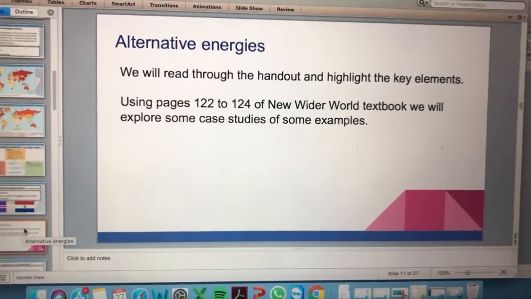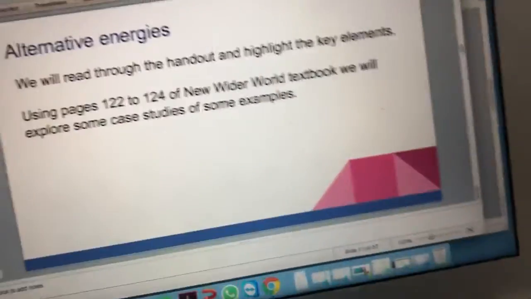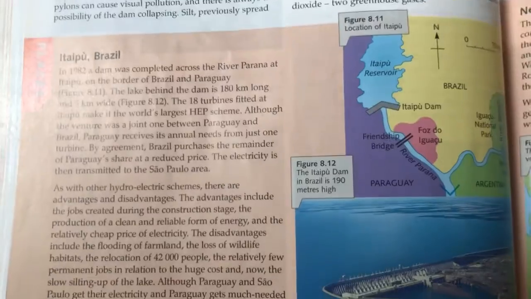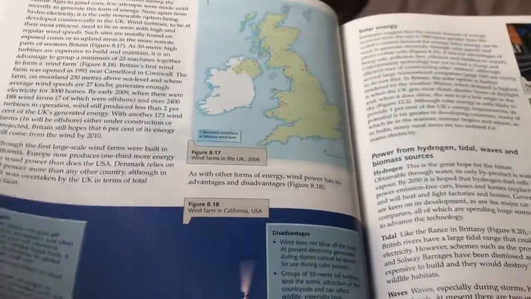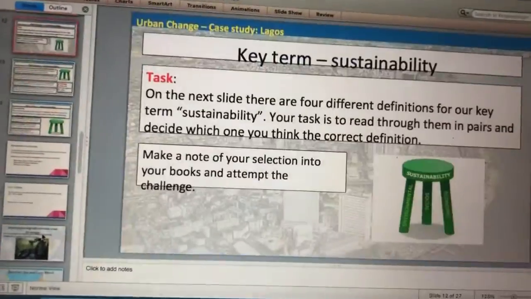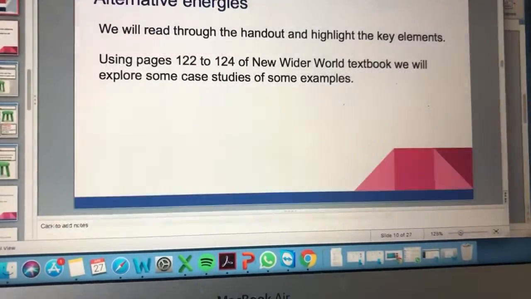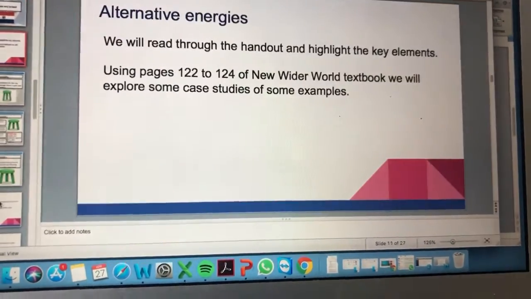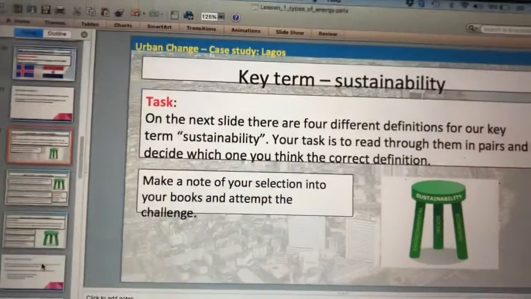So you go through on page 122 to 124, and we're going to look at some of the case studies later. Okay, so 122 to 124. If you go through, it's got this case study here, and in New Zealand, okay, and wind farms in California, okay, and we're just going to go through some of these as we come to the case studies later.